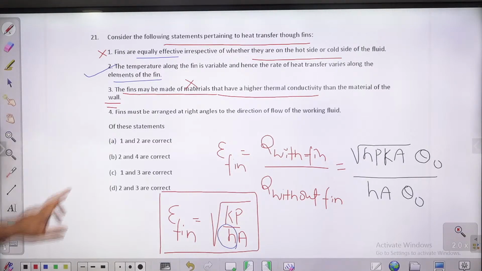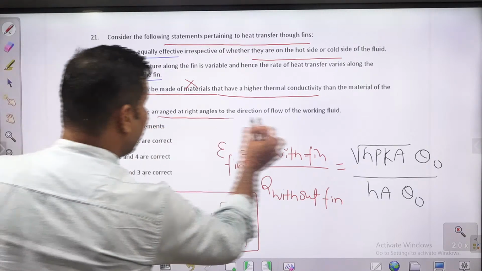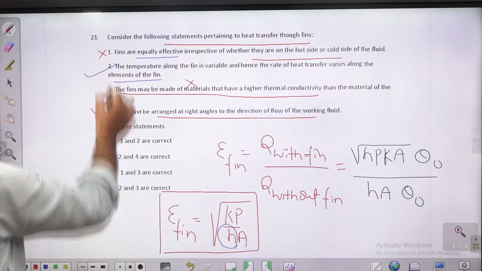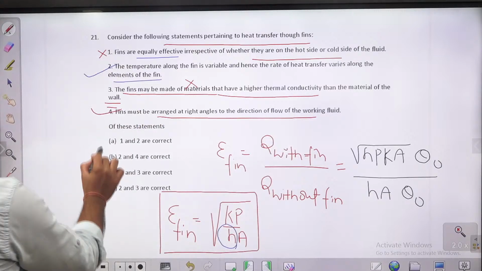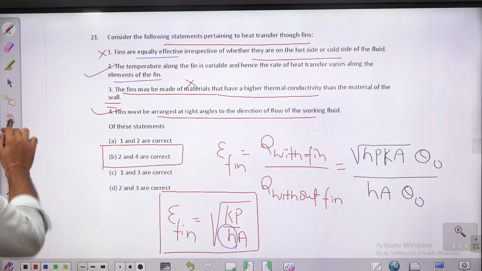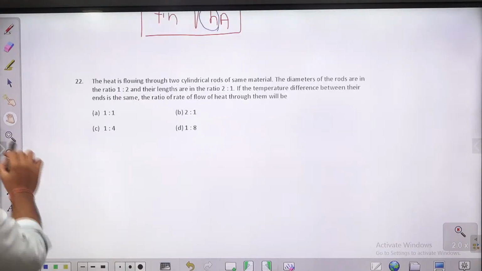So this is also wrong. Fins must be arranged at right angle to the direction of flow. This is also right. So 2 and 4 are right. We can go with what, guys? Option B is the right answer. चलिए, let us move to next question. Question number 22.